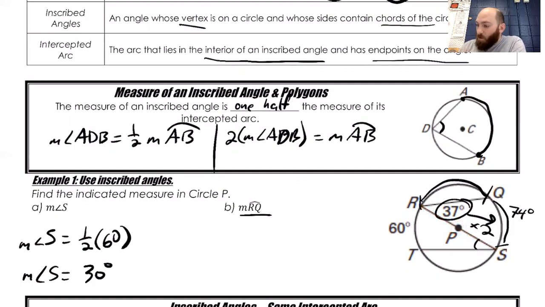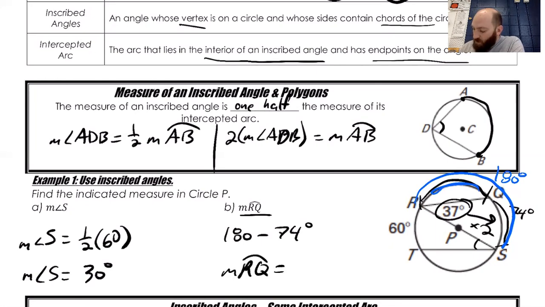So here's what I know. I know that going from R to S, that's going to be 180 degrees. So if I just want to find RQ now, then I can find that by doing 180 minus 74. So the measure of arc RQ is 106 degrees.